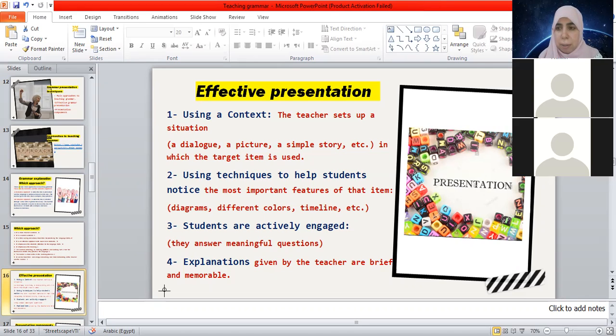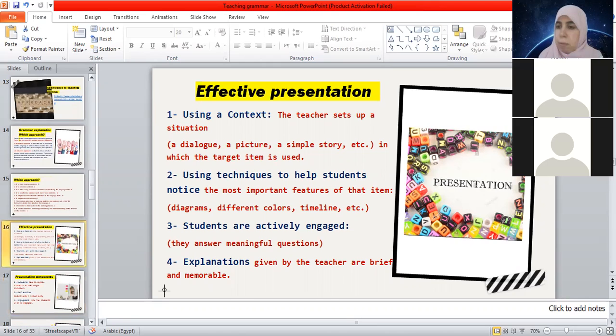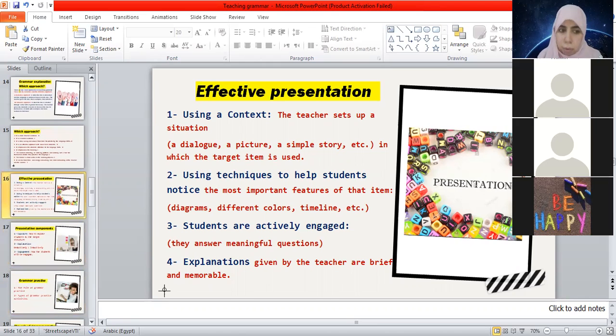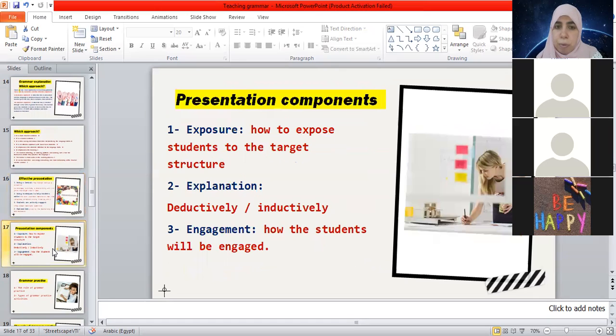Any questions here? No, that's so clear. Okay, thank you, Alia. Okay, so if you have any question, you can type it in the chat box. Okay, so let's move to the next one, presentation components.